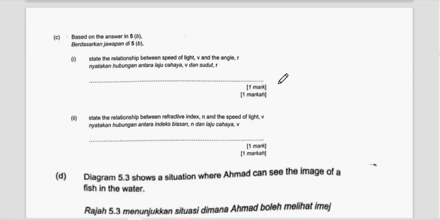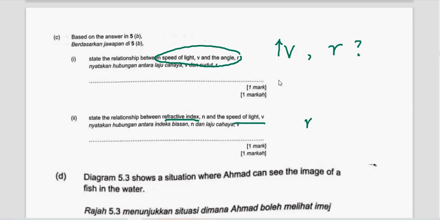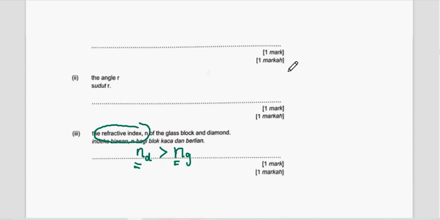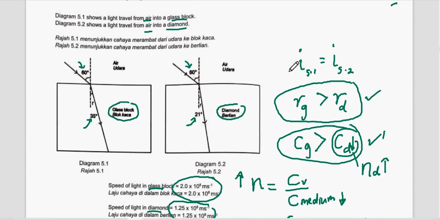Okay, next question. State the relationship between the speed of light and the angle of refraction. Here you can use symbols because they give you the symbols. So when V increases, what happens to R? And the next one is: state the relationship between refractive index and the speed of light. So when N increases, what happens to V? So you can look at this.